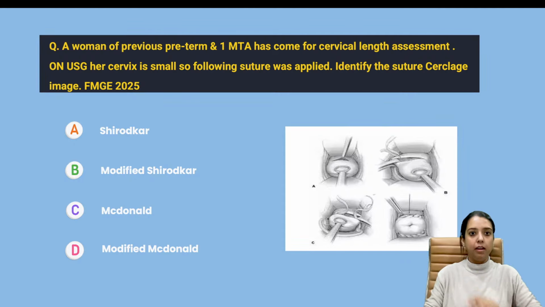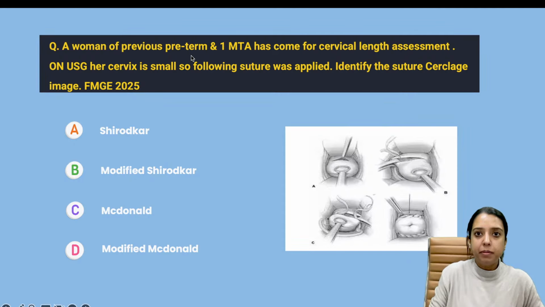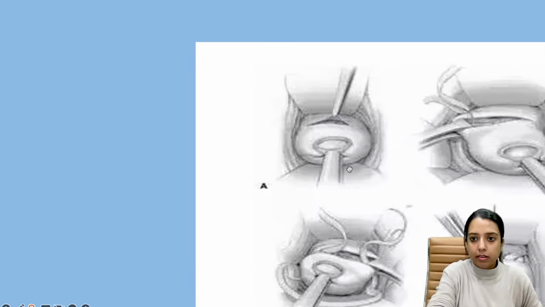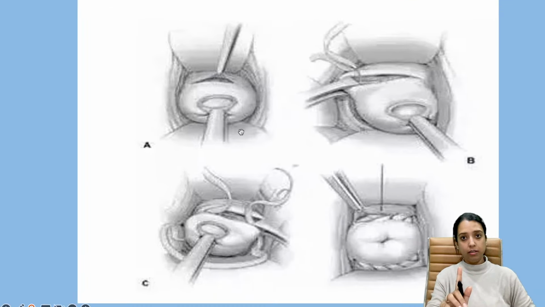Okay? Question. A woman with previous preterm and one mid-trimester abortion has come for cervical length. On ultrasound, cervix is small. Cervical insufficiency. What is this image? Now, see the image. It was a difficult question, asked last year. I agree, it was a difficult question.